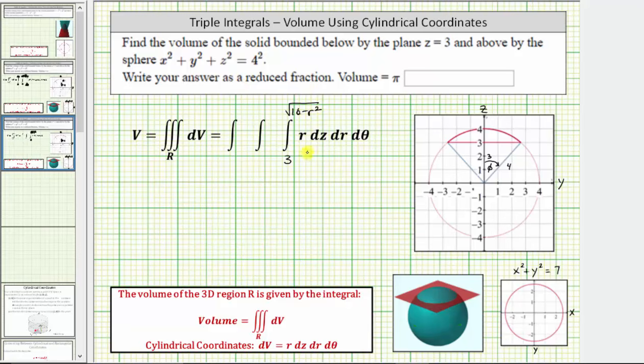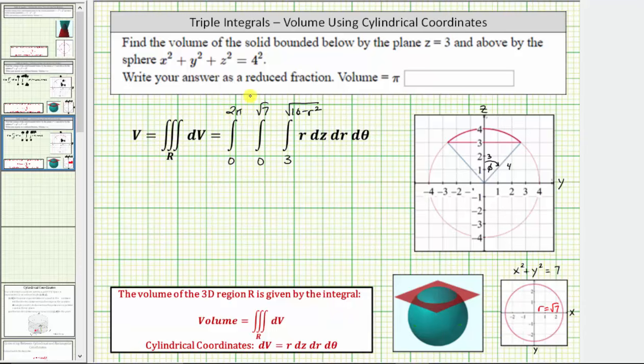Next are the limits of integration for r, looking at the projection of the intersection of the plane and sphere onto the xy plane. We know the radius of the circle is square root 7, and therefore the limits of integration for r are from 0 to square root 7. And then for theta, the limits of integration are from 0 to 2 pi all the way around the circle.